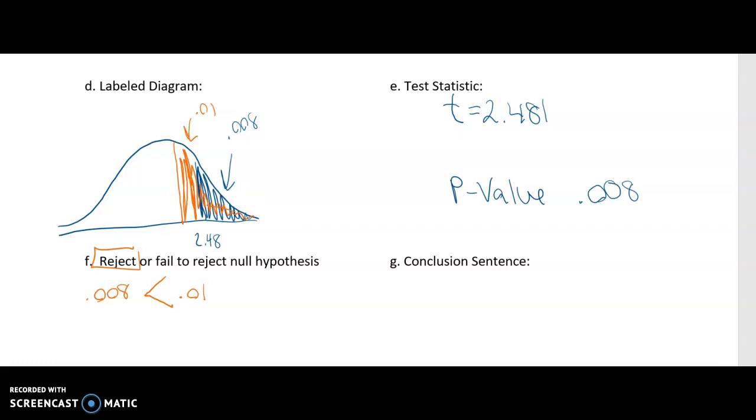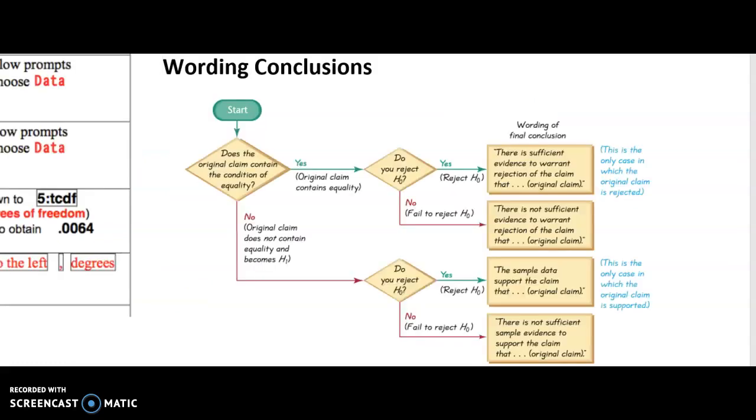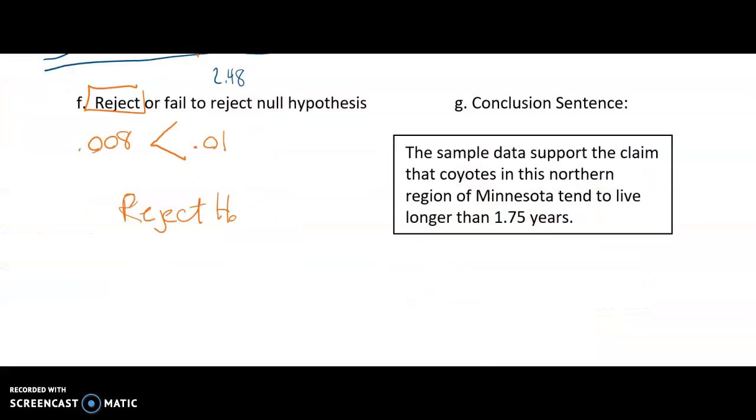Now let's write a conclusion sentence. Go to page 2 of your packet to access the flowchart. Our original claim had a greater than sign, so it did not include equality. And we rejected it. So we'll be going with the sample data support the claim and write our original claim. When we put it together in conclusion, we can say the sample data support the claim that coyotes in this northern region of Minnesota tend to live longer than 1.75 years.